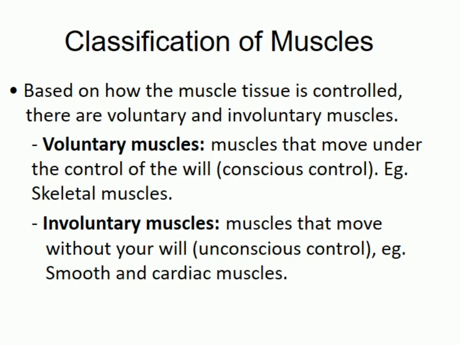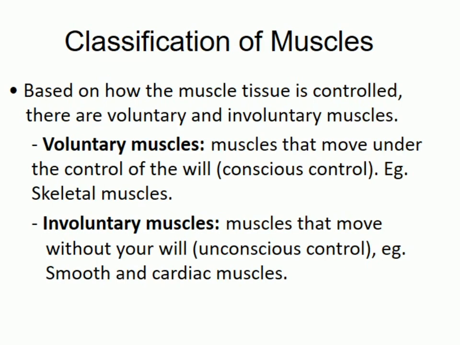Now, let's go to the classification of muscles. Classification of muscles can be based on different factors. For example, we can classify muscles as voluntary or involuntary based on how the muscle tissue is controlled, or how it is innervated. When I say innervated, I mean nerve supply. When we say a certain muscle is supplied by a certain nerve, that is what we call innervation.